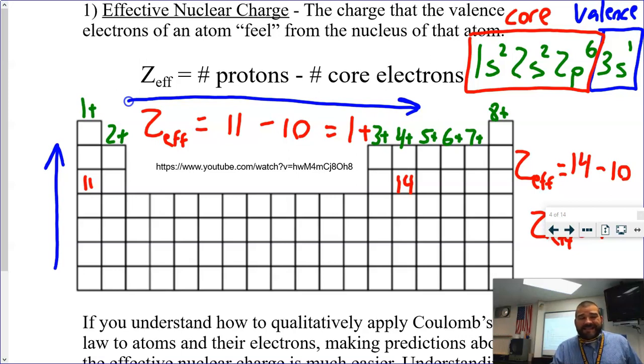If I look at cesium or francium, which are way on the bottom of that column, they also have a 1+ effective nuclear charge, but their valence electrons are much further away because they're bigger atoms. So that extra distance makes that just a little bit weaker. The smaller atoms up on top of those columns have a slightly stronger effective nuclear charge if we're looking up and down. Sorry about that, I didn't quite finish my slide.